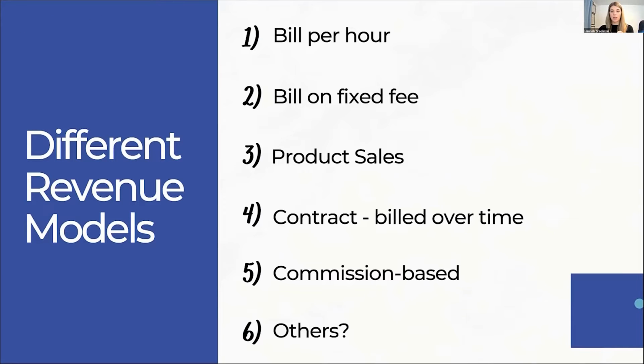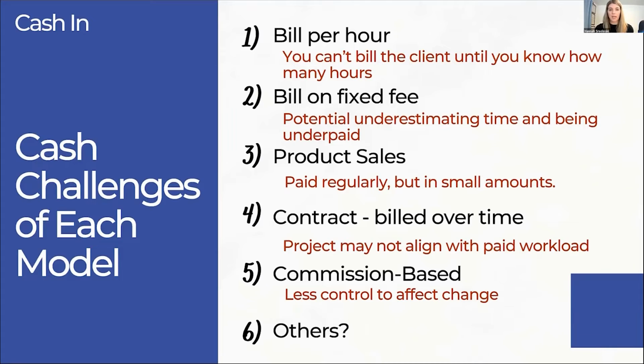But let's talk about the cash challenges of each one of these models. Okay, so with billing per hour, one of the biggest challenges is that you can't bill a client until you've worked the hours, because you don't know how many hours you've had until you've already done them. So let's say for the month of March you're performing a service. You can't bill until March is over, and then it usually takes some time to compile those hours. And then you might have net 30 terms on your invoice. And now you're almost 2 months, or 2 months plus, from when you perform the service to when you actually get the money. We don't like that. That's not what we want. We would rather have that up front.